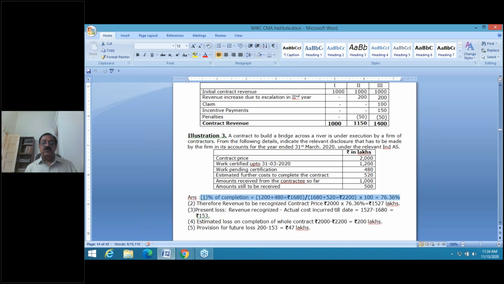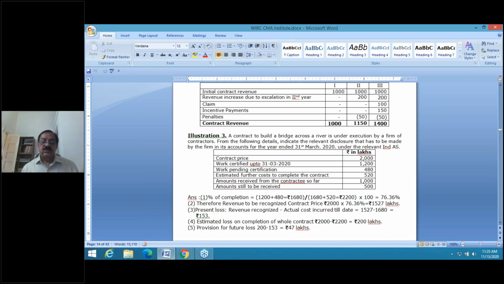Out of 2200 total cost to be incurred, 1680 is already incurred by the end of the year. So it comes to 76.36%. Okay. So what revenue will you book, friends, accordingly? Your contract price is 2000. 2000 into 76.36% will come to 1527, rounded. So that is the revenue. On the credit side of your contract account, you will show under the WIP heading 1527.